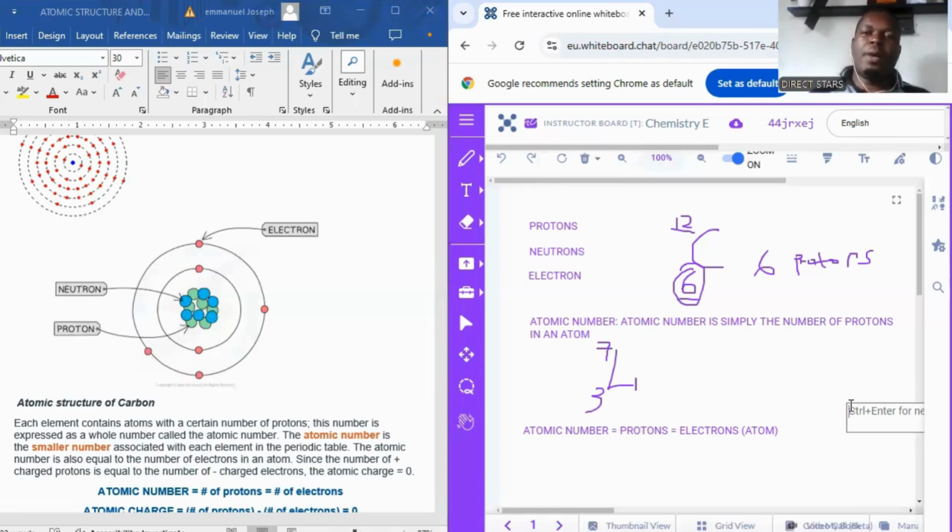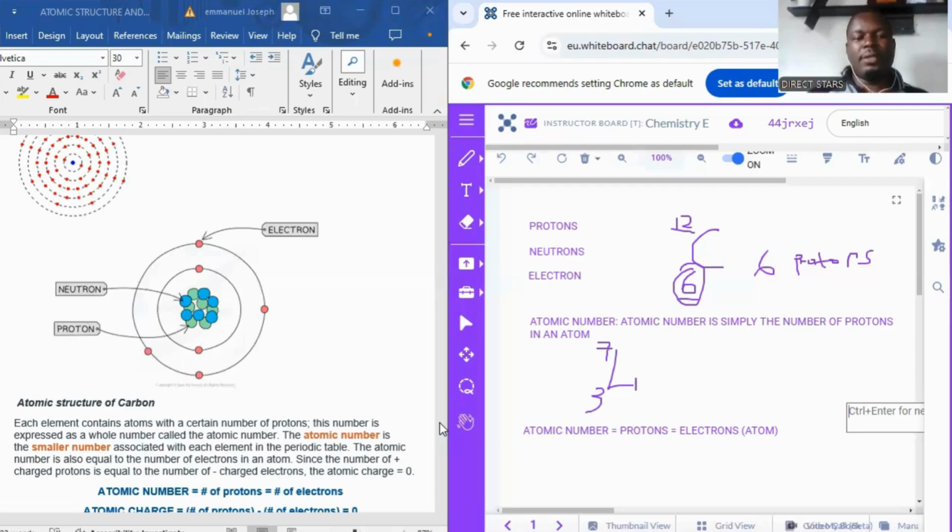So the number of protons already gives you an insight into the number of electrons that you can find in an atom. And now remember, you will recall that what determines the number of protons is the atomic number. So when you have your atomic number, you already know your number of protons is equal to your atomic number, and then your number of electrons also equals the number of protons if we are considering an atom.